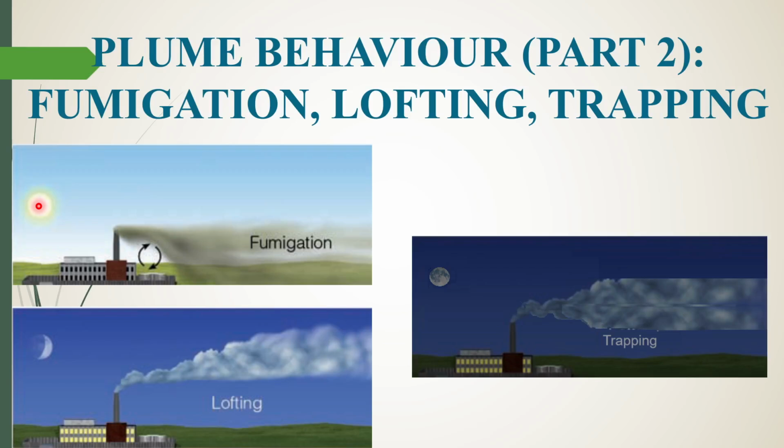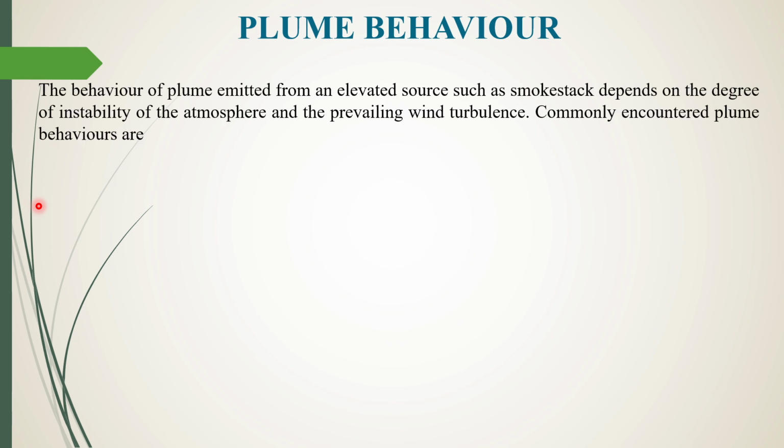This video is in continuation of my last video. Here I discuss briefly on fumigation, lofting and trapping. As you know, the behavior of plume emitted from an elevated source such as smokestack depends on the degree of instability of the atmosphere and the prevailing wind turbulence.